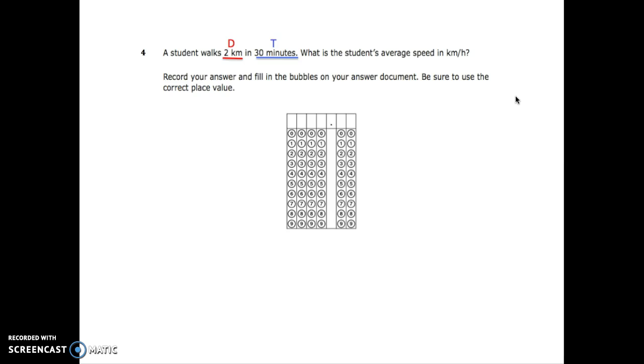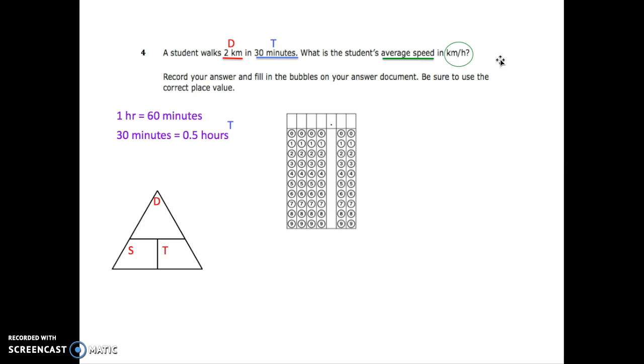So they give us distance and time with 2 kilometers as our distance and 30 minutes as our time. And they're wanting to know the average speed. But the tough part with this question is they're asking for it in kilometers per hour. We need to make sure our units match. Kilometers and kilometers match, but minutes and hours do not. So we're going to have to convert 30 minutes to hours. Well, 1 hour is 60 minutes, and 30 minutes is half an hour. So our new time is going to be 0.5 hours.